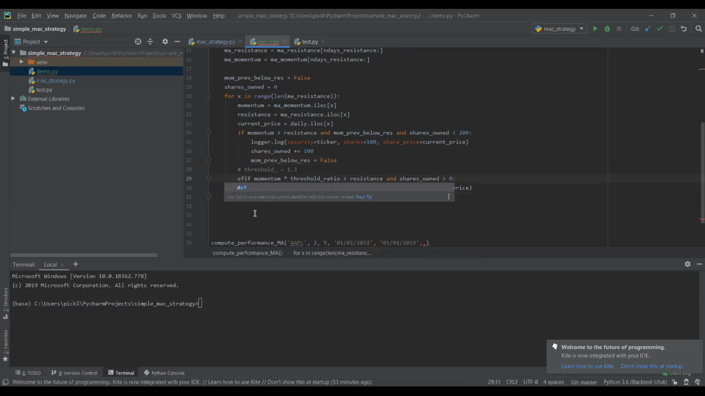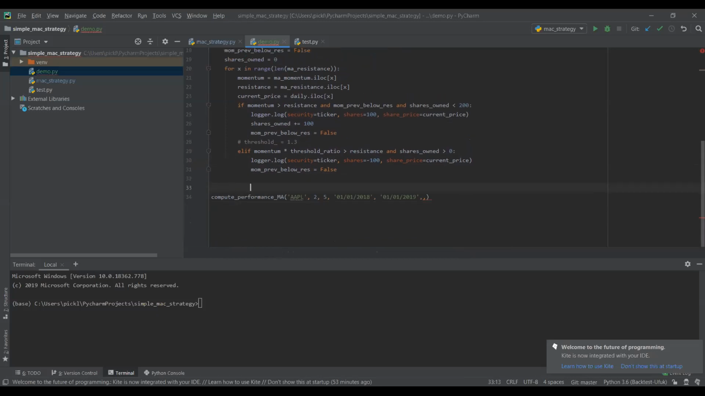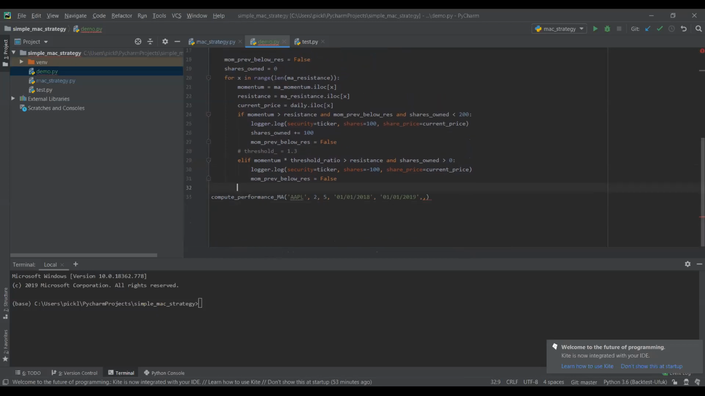Oh shoot, I accidentally did not do an elif here. This elif stands for else if.